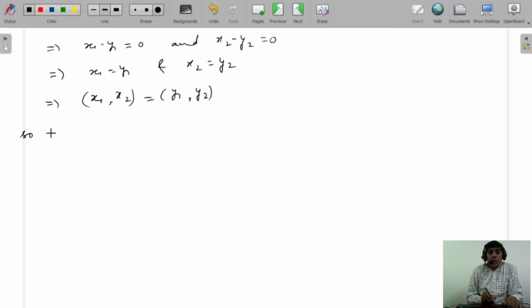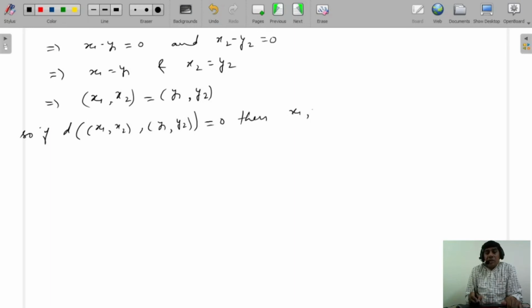So if d((x1, x2), (y1, y2)) is equal to 0, then (x1, x2) is equal to (y1, y2). Put it equation number 1.